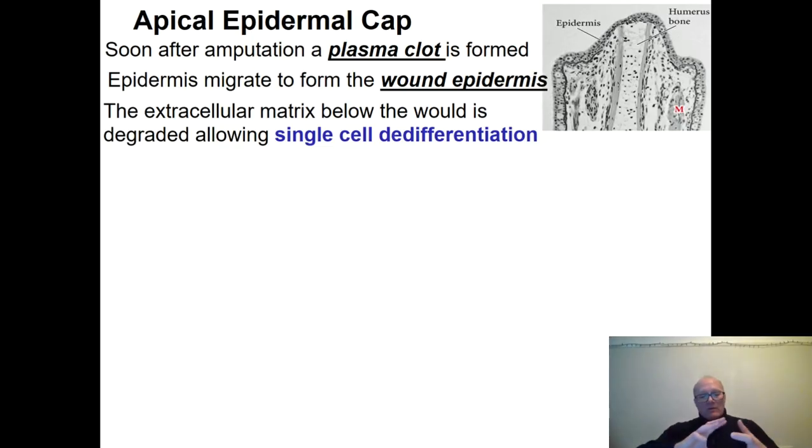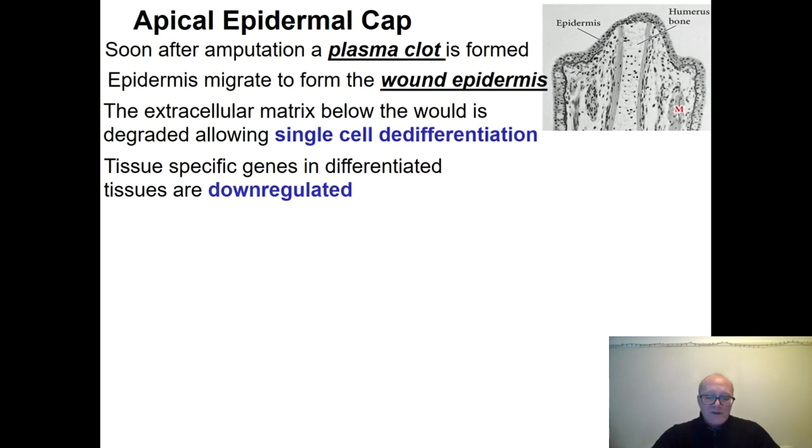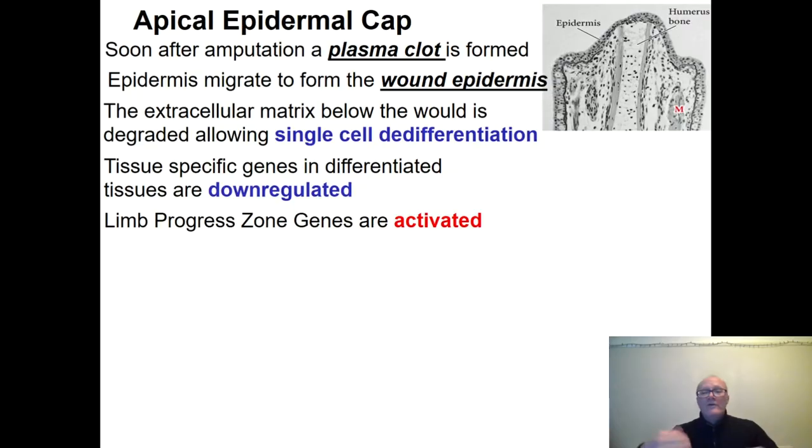The matrix that usually encapsulates all the cells is degraded, so the cells can divide, but also they can move around. The tissue-specific genes are downregulated. Of course, muscle cells produce different sorts of genes than nerve cells or the dermal cells. So the genes that identify muscle cells, that identify dermal cells, and so on, are shut down. And on the other hand, the genes that are associated with the limb progress zones are activated.